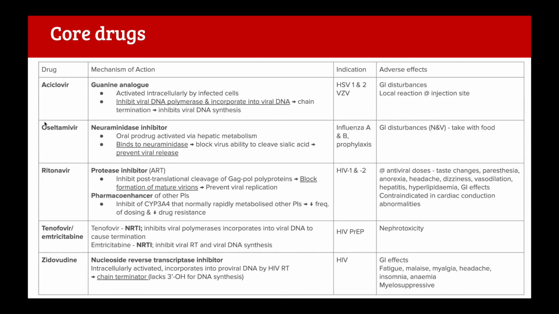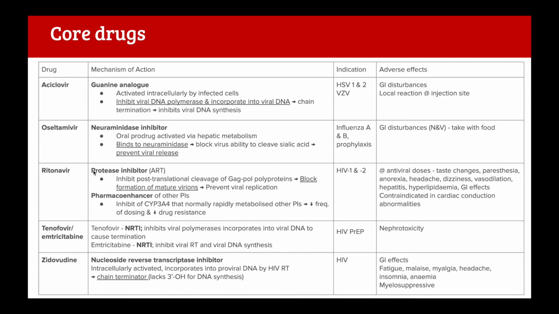Next is oseltamivir. Hopefully I'm pronouncing that correctly, and this is used for influenza A and B, or also for the prophylaxis of influenza. It's a neuraminidase inhibitor, so if you remember anything about influenza, it is that neuraminidase is found on its envelope and allows budding of the new viral particles. It's an oral prodrug that's activated via hepatic metabolism, and it binds to neuraminidase, which blocks the virus's ability to cleave off of our cells, and this prevents viral release. Yeah, and it's also associated with some GI disturbances, which improve when you take the drug with food.